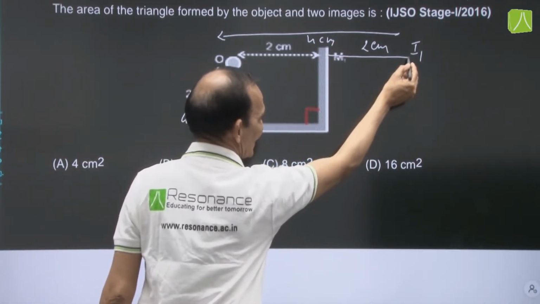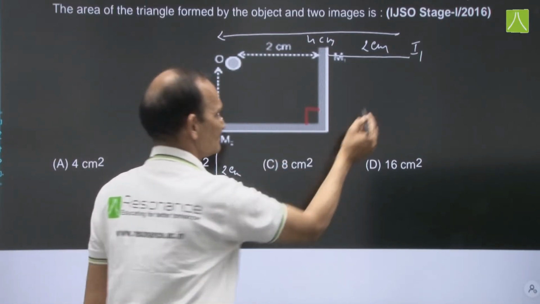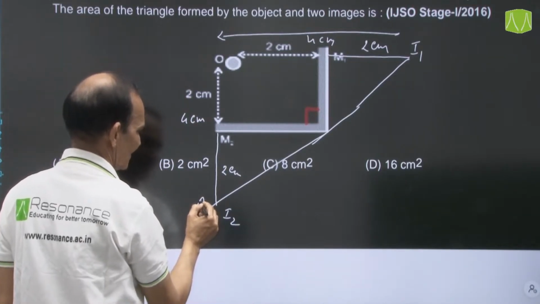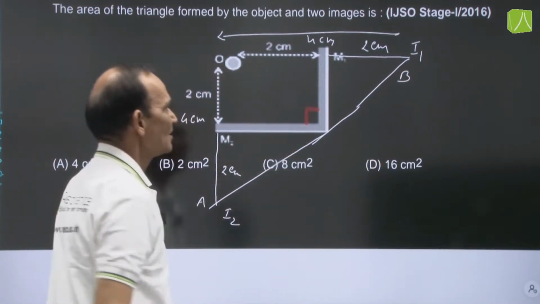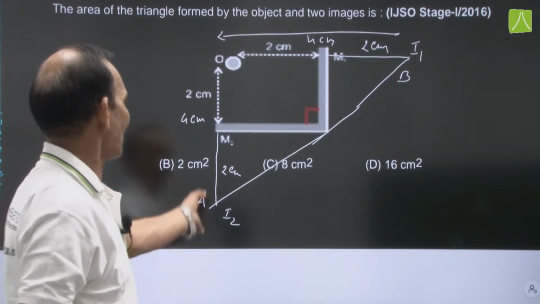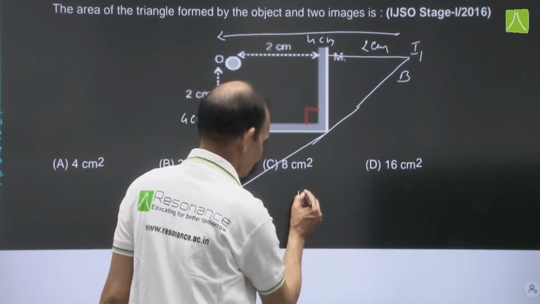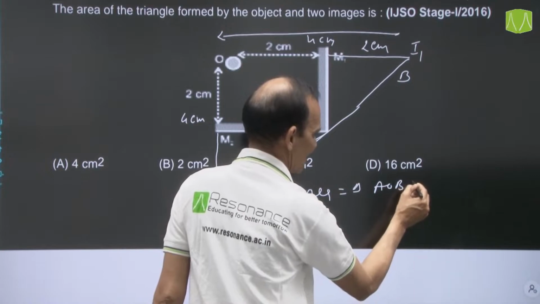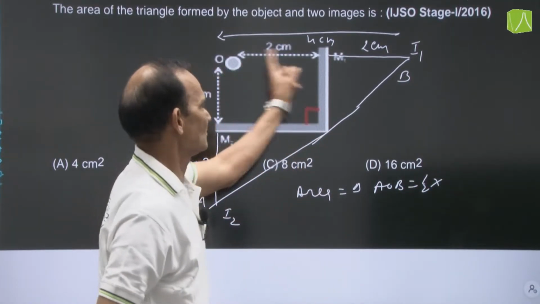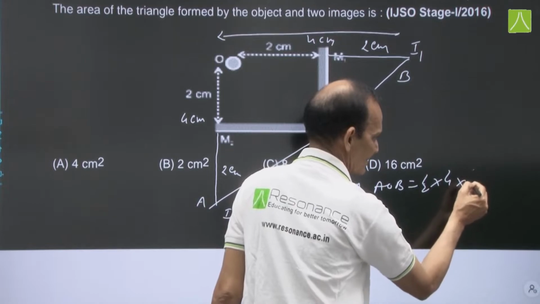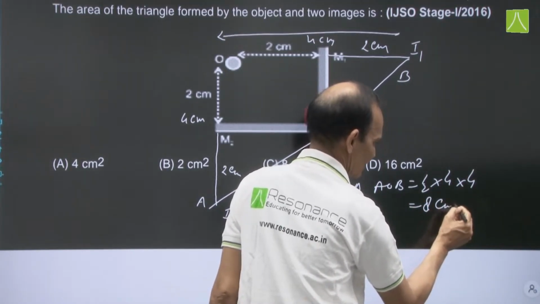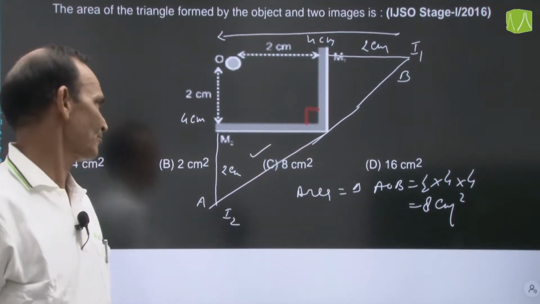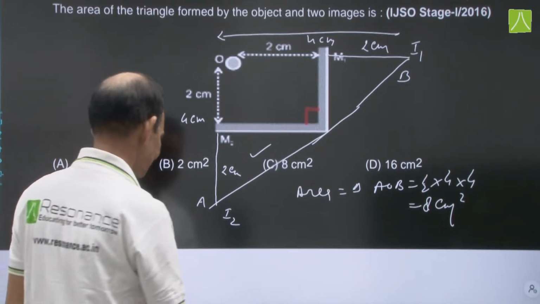If we connect I1 and I2, then definitely it will pass through this corner. This is the triangle. Suppose this point is A, this point is B, it is the image. It means we have to find the area of triangle AOB. Area of triangle AOB is half into base 4 into height, that is 8 centimeter square. So the correct answer is C. Is it clear?